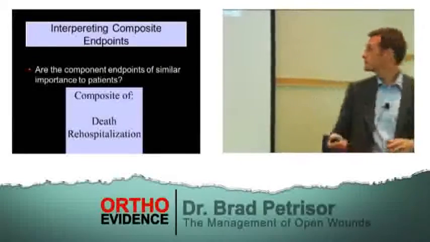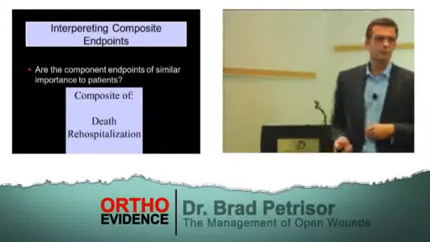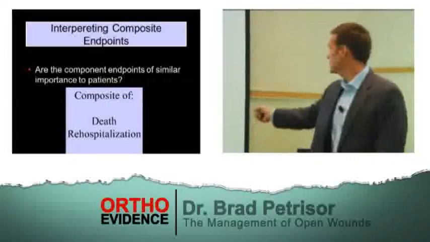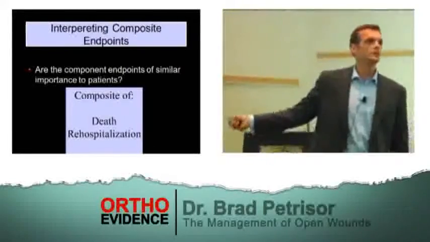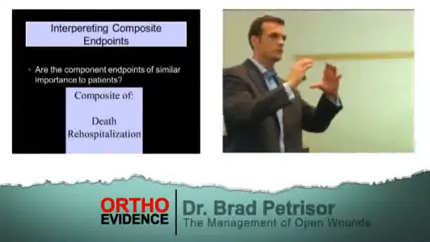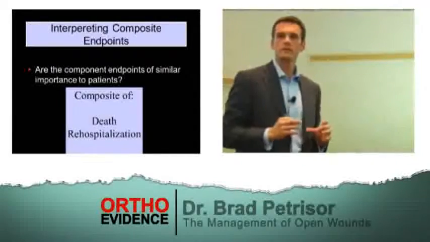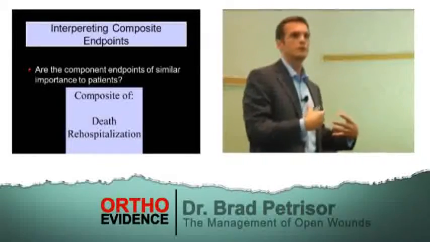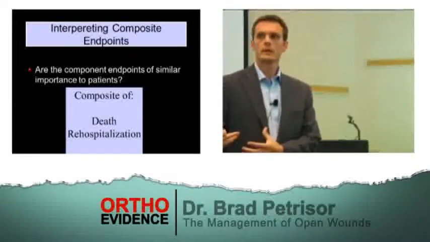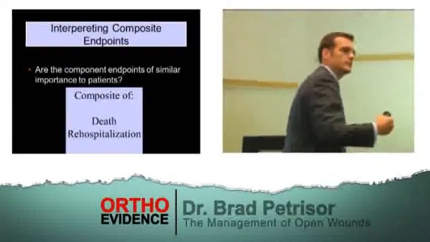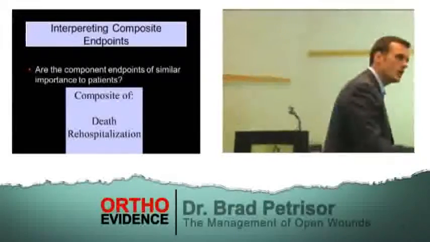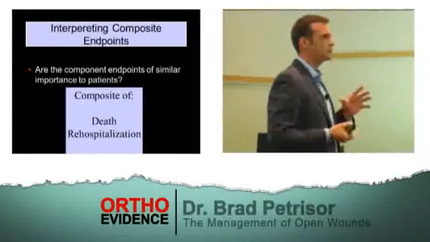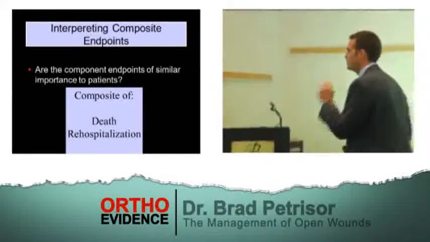If we look at, so for instance, and this is in the user's guides, another chapter in the user's guides, composite endpoints of death and rehospitalization, and if one or two of these occurs, that's our event rate. What's the main issue here? Well, for me, death is slightly more important than rehospitalization. And so if the main driver of effect is death, I'm going to think one thing. If the main driver of effect is rehospitalization, I'm going to think another thing. So composite endpoints arguably should be similarly patient important.